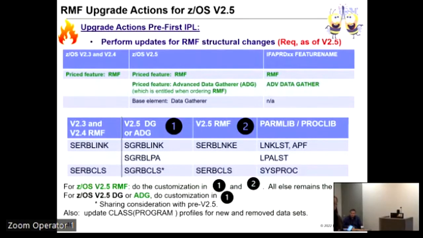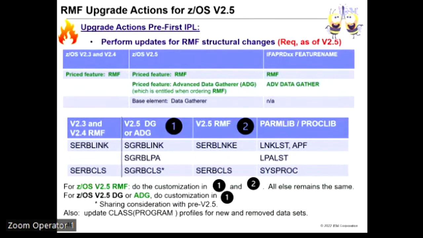And if you're an RMF customer, then you've got to put SERB Linky into the link list, make it APF authorized, and use SERB CLS in the sysproc. I tried to get everything you need to do on this one chart, because otherwise someone is not going to do all these things and they won't have a resulting RMF system that they can use.